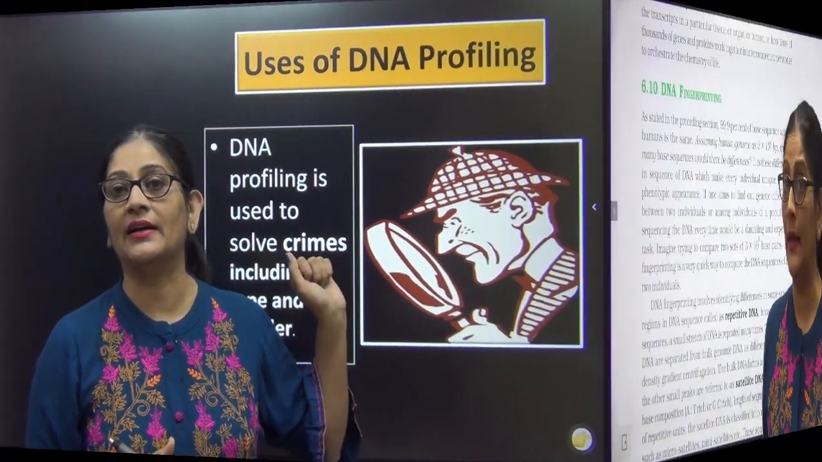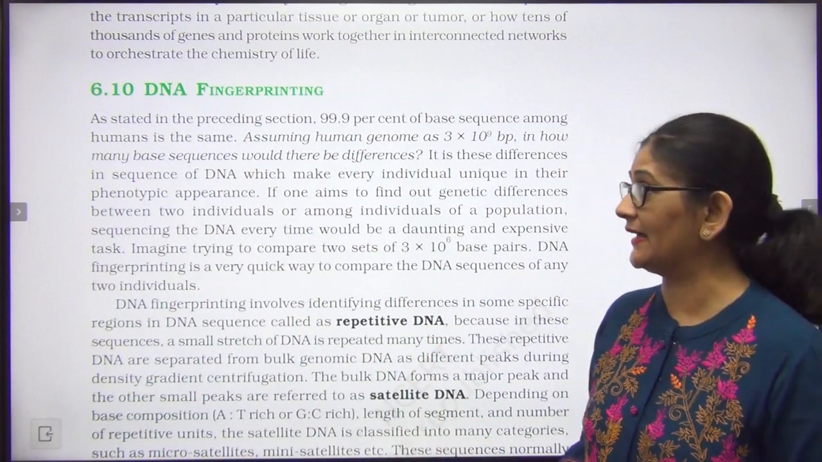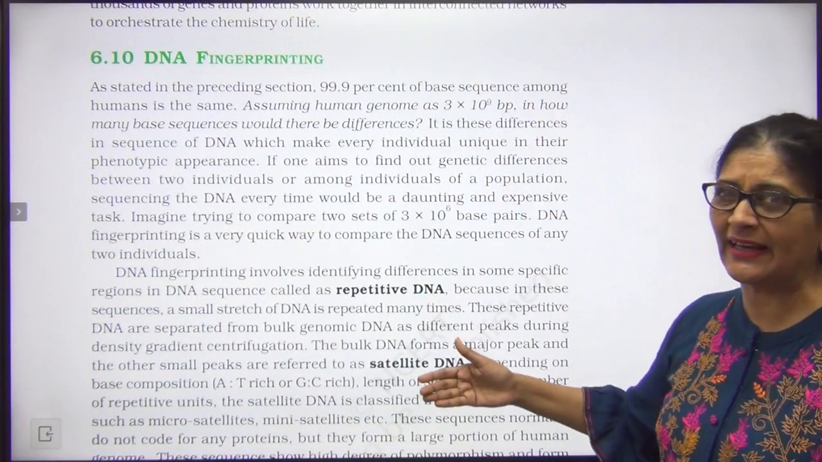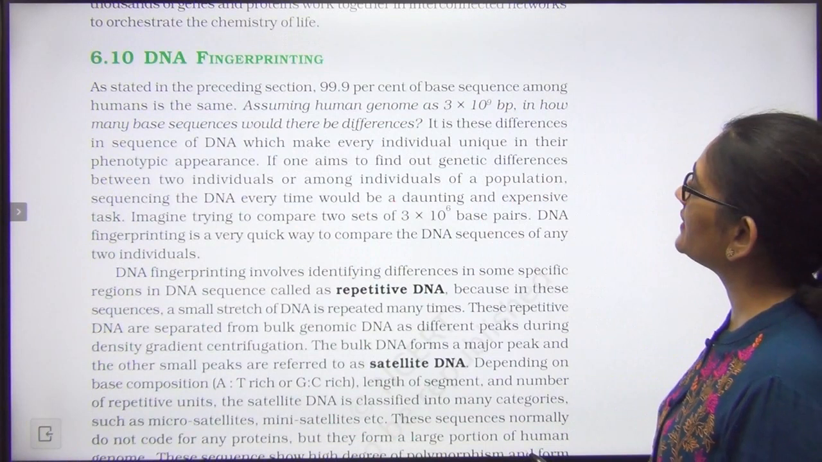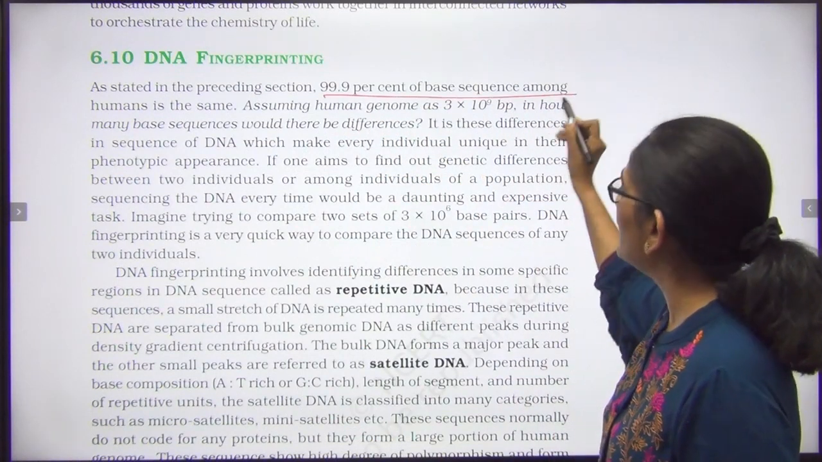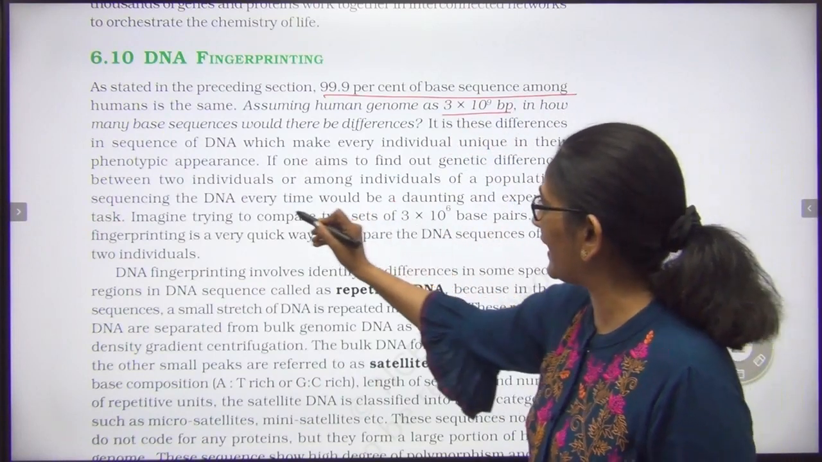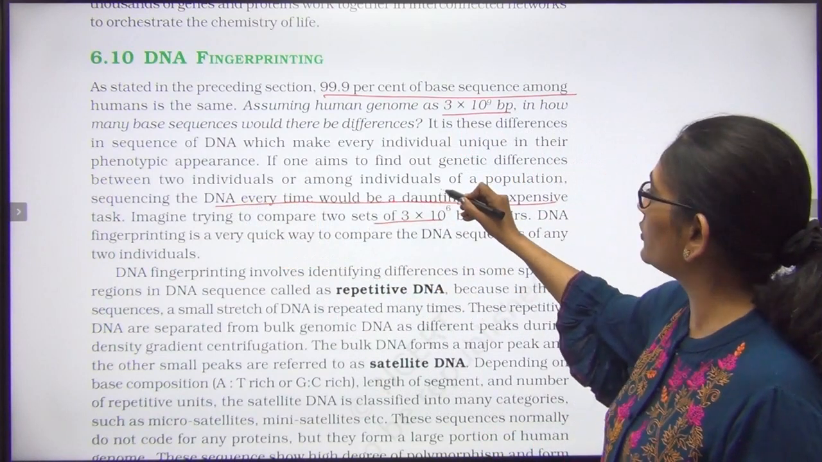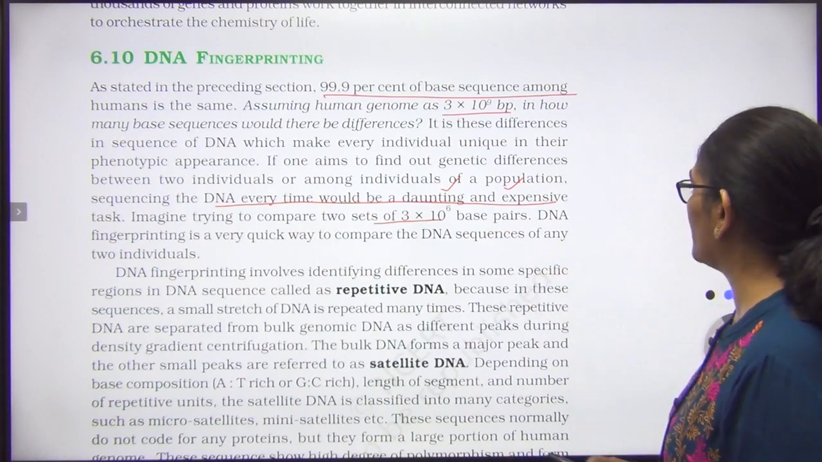So over to NCERT. Please open page 121 of your NCERT. There is the topic DNA fingerprinting. Now look, we'll go quickly, very quickly, paragraph wise. In the first paragraph, you can see it is just saying that 99.9% of the base sequences are the same in humans. So there is only a difference of 3 into 10 to the power 9 bases. Now every time if you want to compare 3 into 10 to the power 9 bases, this will be a daunting and very expensive process, right? So that would not be possible.